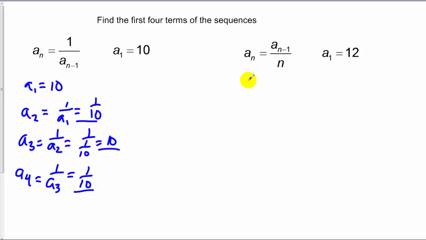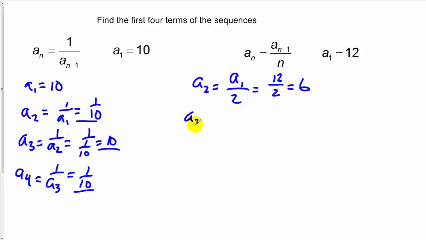And then my fourth term is 1 over my previous term, which is my third term, or 1/10. You'll notice in this next example, I have a previous term and a value of n in the denominator. So notice how this will work. I want to find my second term, which is my first term over my subscript, because that's the n value of 2. So in this case, my first term was 12 over 2, which is 6.